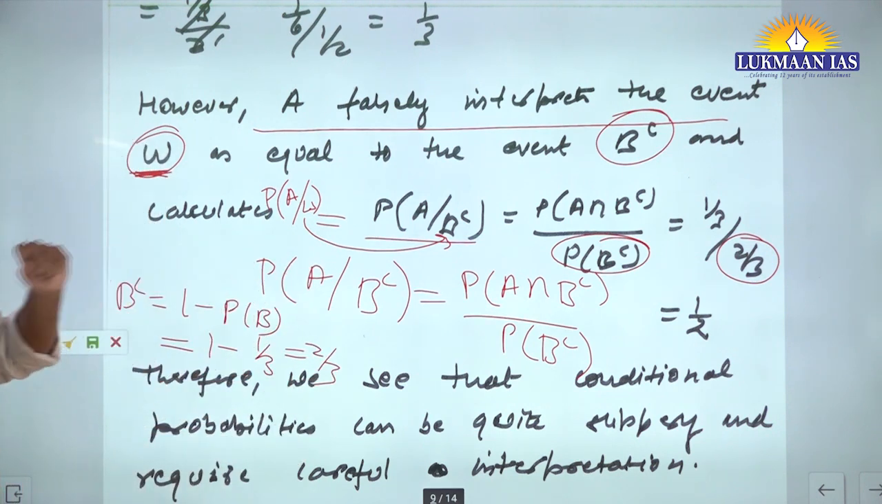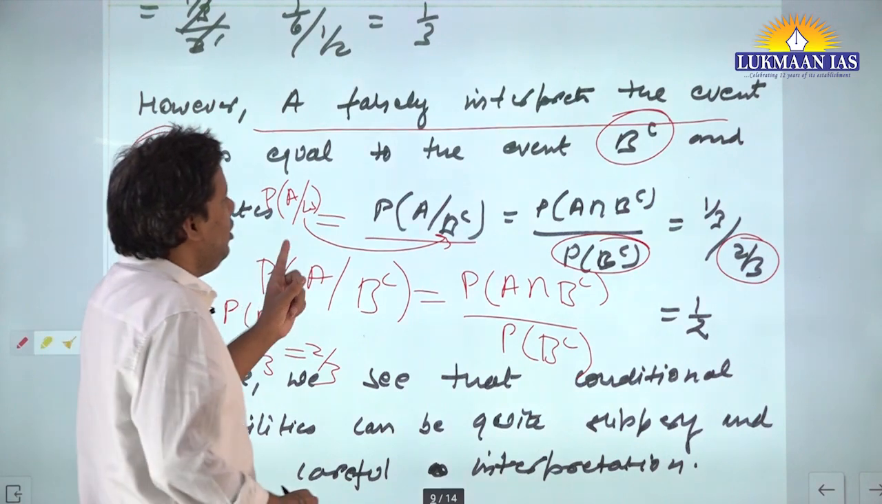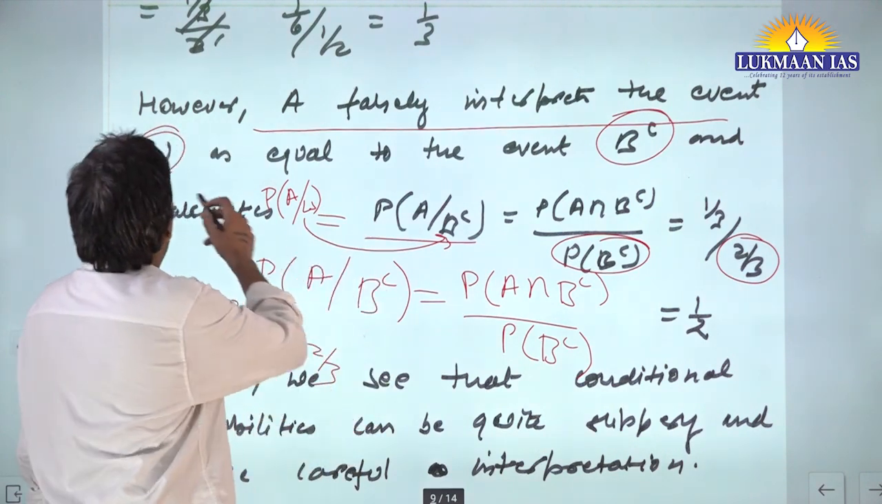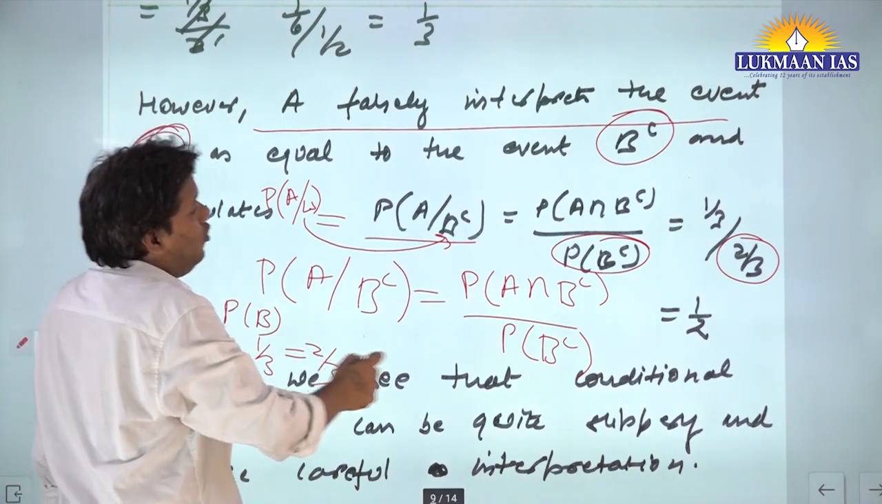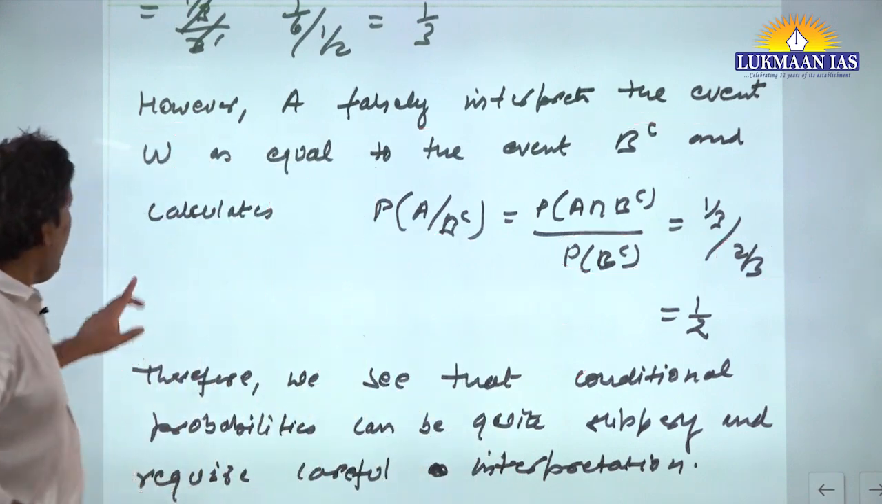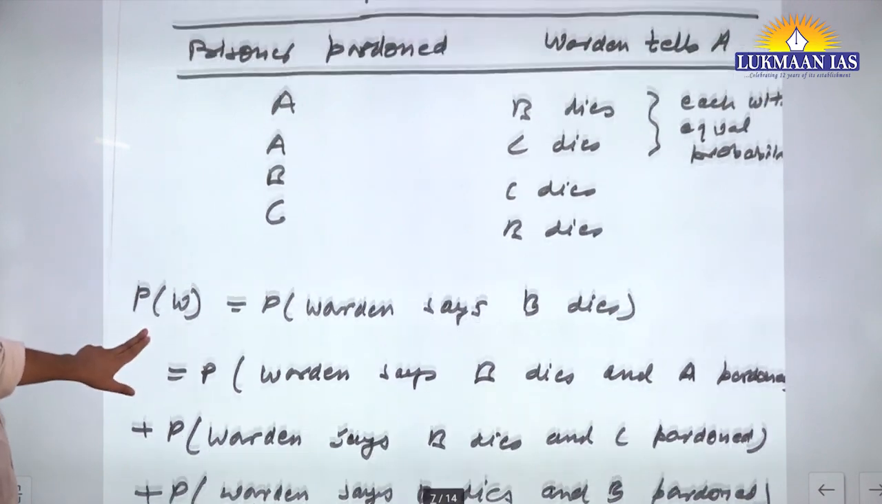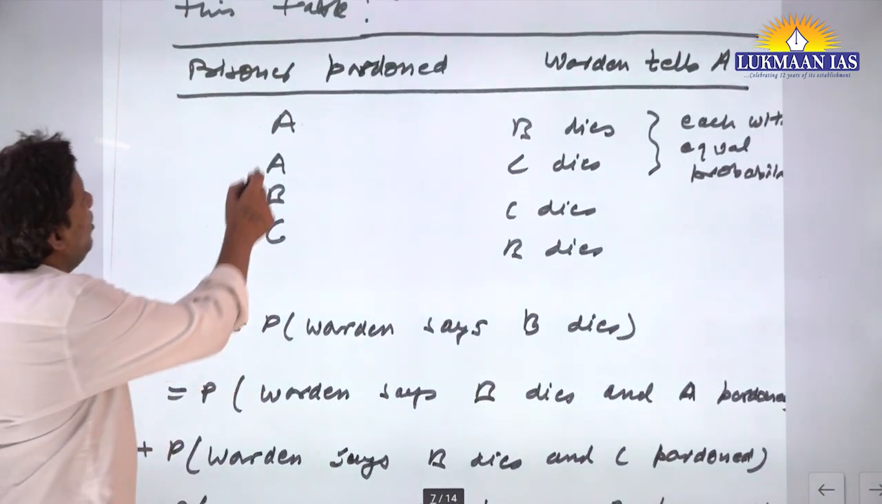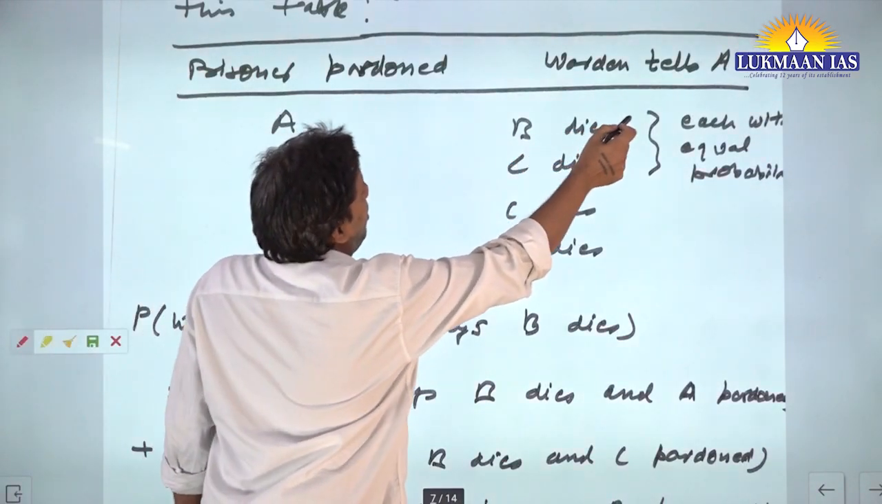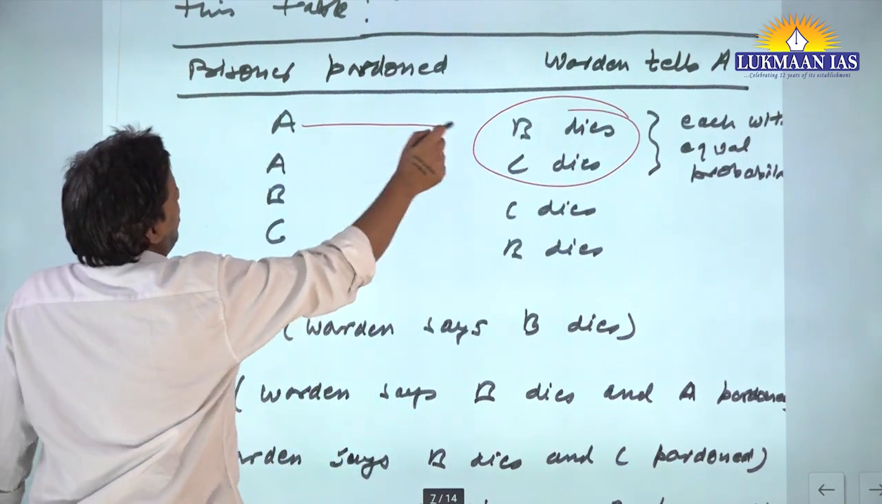ओके, तो यहाँ पे थॉट प्रोसेस गड़बड़ है, कि you cannot take W is equal to B complement. Why you cannot take? Again, I will take you to this thing. Again, see, the crux of this question is in this. Because see, A दो केसेस में पार्डन हो सकता है.